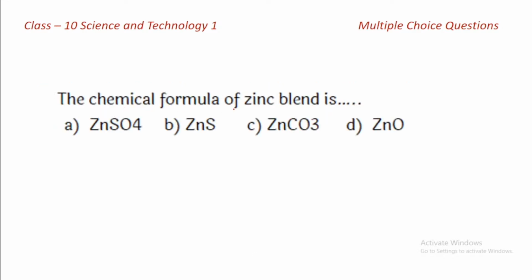The chemical formula of zinc blende is dot dot. ZnSO4, ZnS, ZnCO3 or ZnO. The correct answer is option B, ZnS. The chemical formula of zinc blende is ZnS.